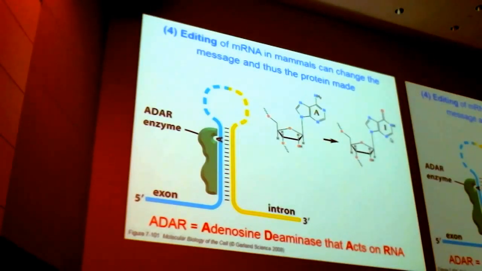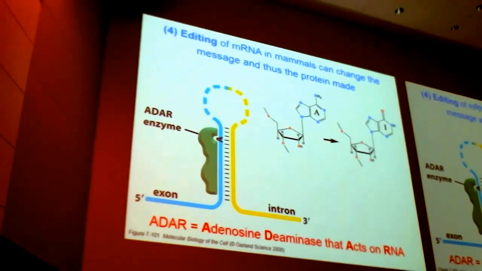Now this changes the base pairing properties dramatically. An A would base pair with a T, but an I can base pair with a C. So imagine if this is happening on an mRNA, you'll have the anticodon from the tRNA base pairing differently, so that now you have a different amino acid being incorporated into the protein.